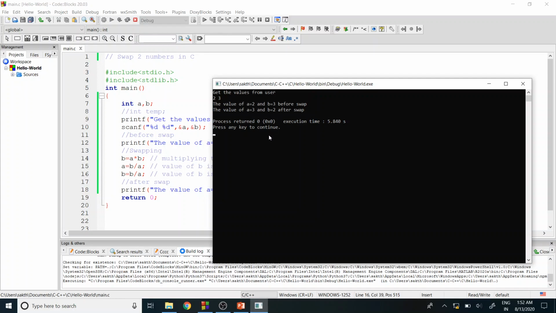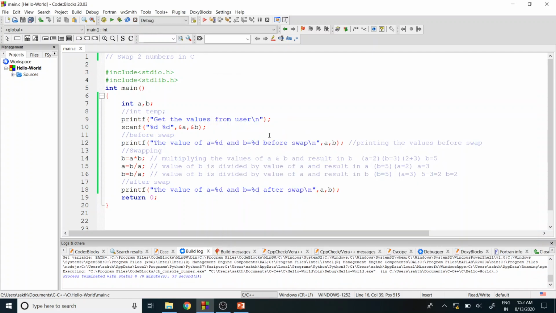So how is this happening? Let me explain. At first I have given the value of A as 2 and B as 3. When we multiply the two, we get 2 * 3, which is 6, so the value of B is assigned 6. In the next case, the value of B is 6 and the value of A is 2, so 6 divided by 2 is 3. So the value of A is assigned 3. The value of A is changed to 3.